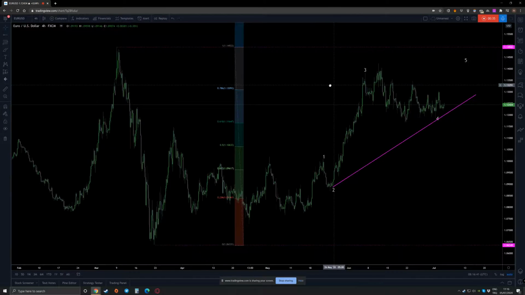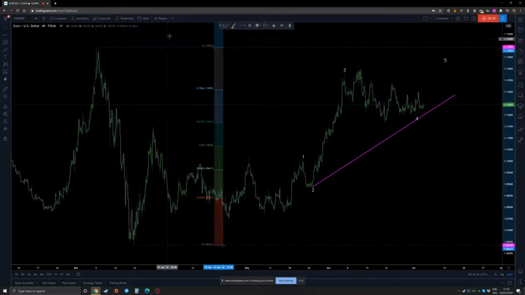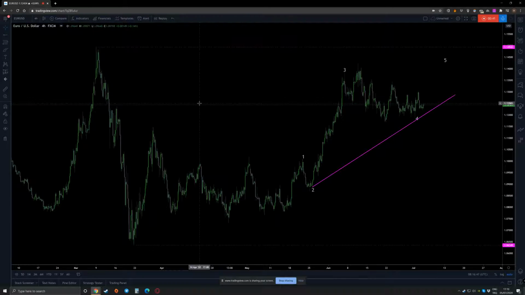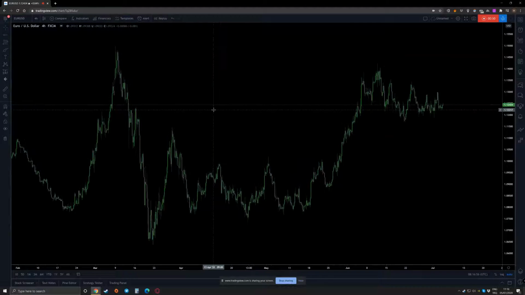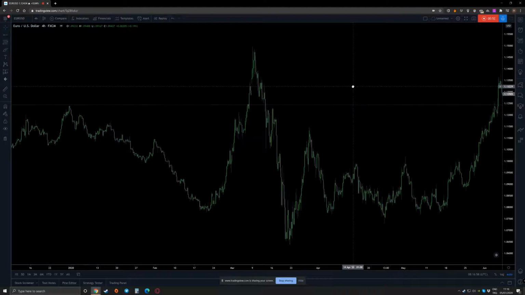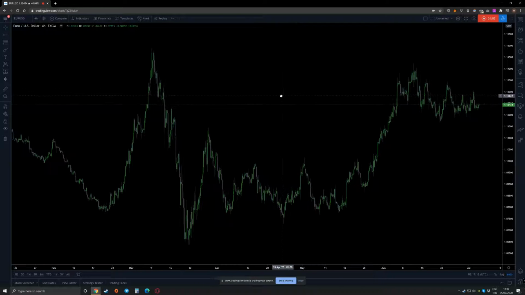Okay, so for this, I actually took the last part of this Euro US dollar chart on the 4-hour chart. So before everything, let's clear the chart. What I want to show you is how this market changes depending on where you start. This is the crucial part of Elliott wave theory.